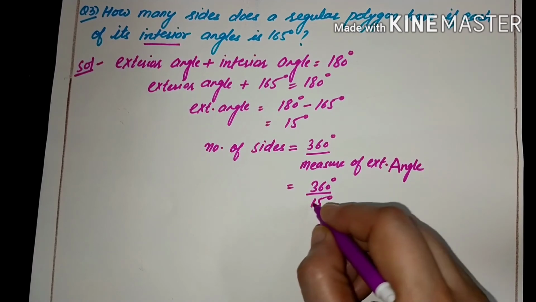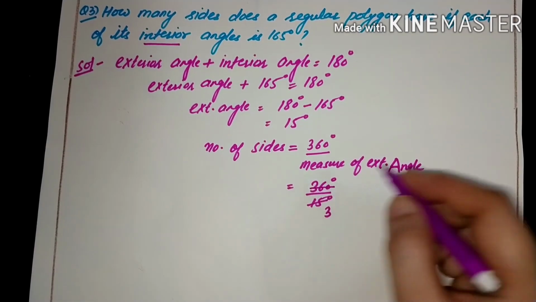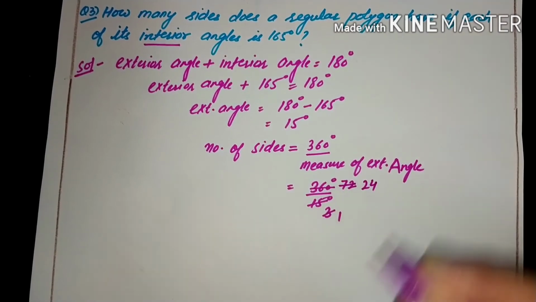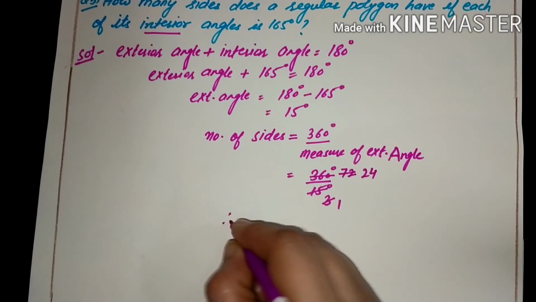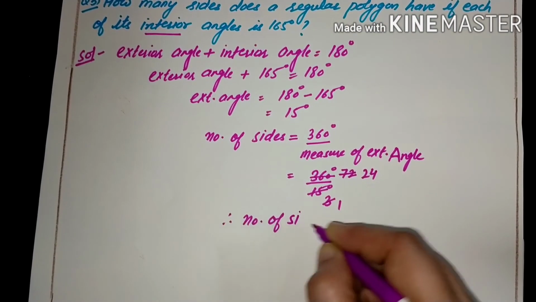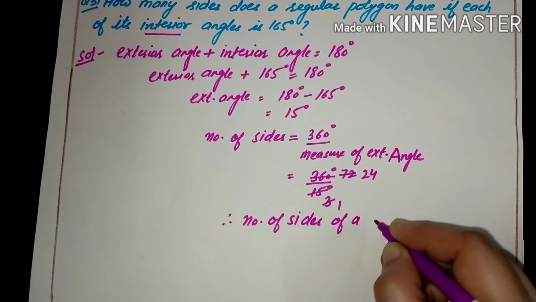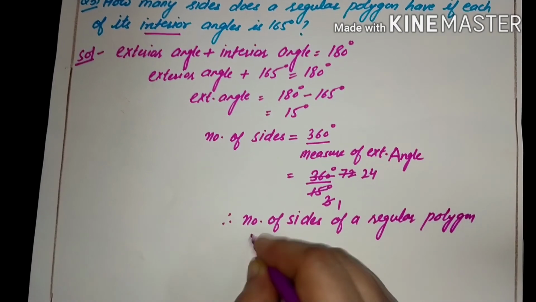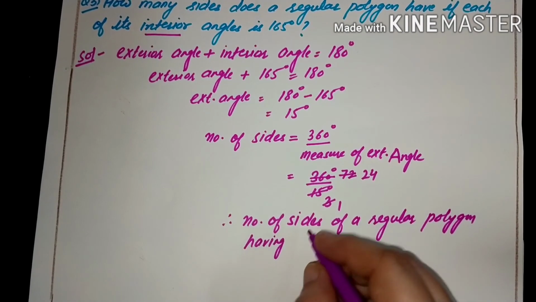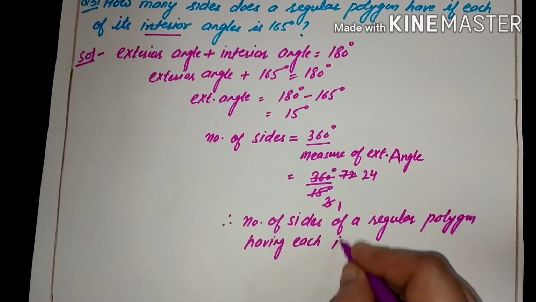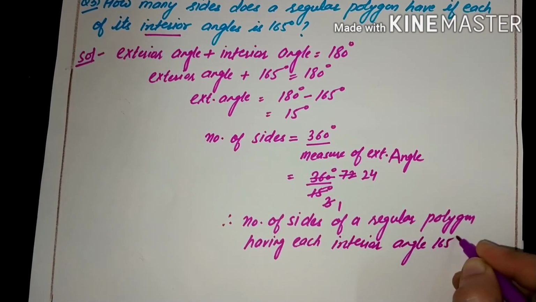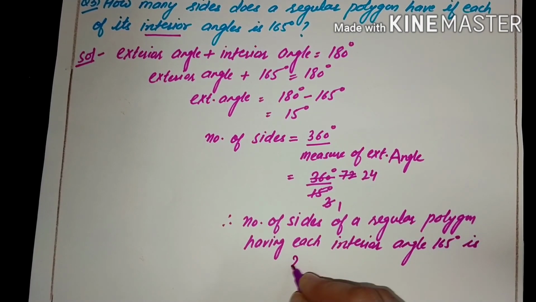Now let us divide it. So therefore the number of sides of a regular polygon having each interior angle 165 degrees is 24. So this is the required answer.